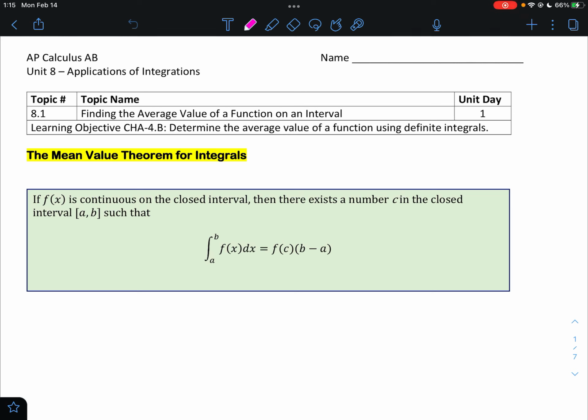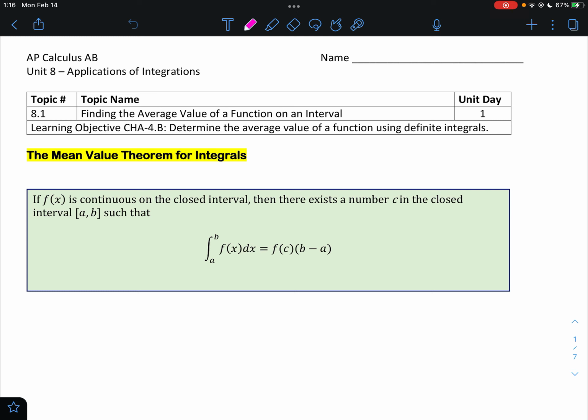All right, here we are in our final unit for Calculus AB, Unit 8, which is called Applications of Integrals. Our first topic in Unit 8 is the average value. So the topic name is find the average value of a function on an interval. There's actually two things in this topic, but they both are basically the same. So let's start here with the mean value theorem for integrals.